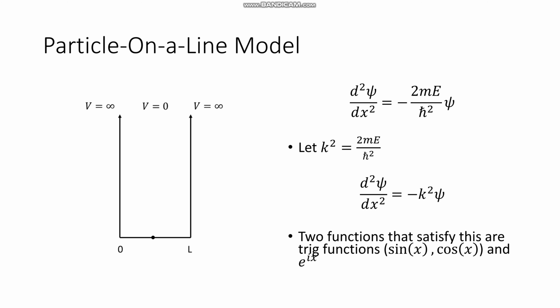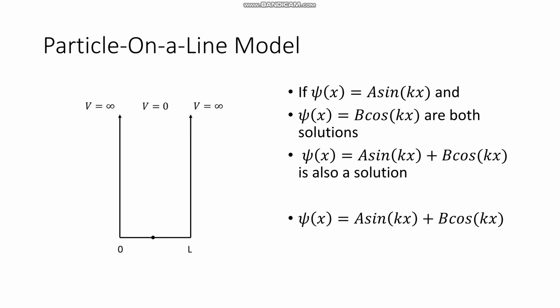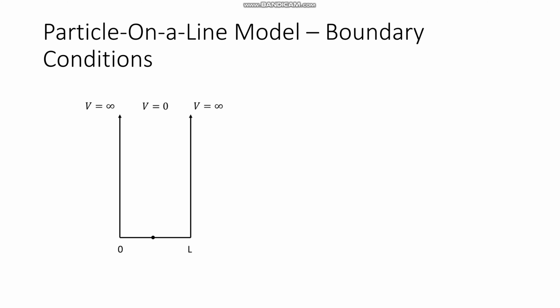So let's solve this. If sine of x and cosine of x are both solutions, the sum of them is also a solution. This is the linear combination of both of them. So we will take our solution for our wave function to be a sine of kx plus b cosine of kx.